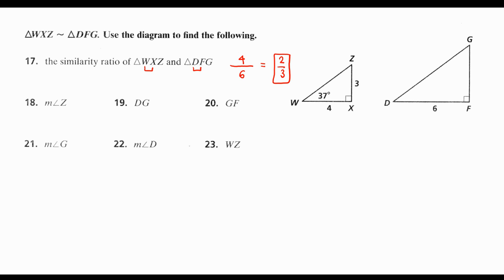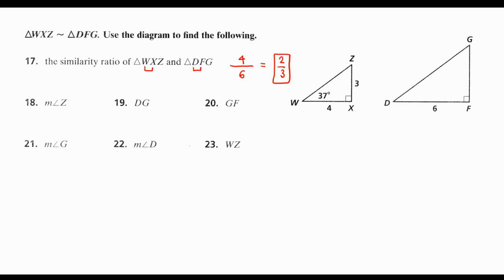All right, so now I want to find all these other things. It doesn't really matter what order I find them. Let's just go with what we know. If I want to find the measure of angle Z, I can actually find that right away. It has really nothing to do with similar triangles, and it has everything to do with the fact that the 3 angles of a triangle add up to 180.